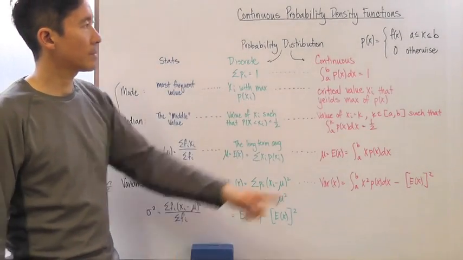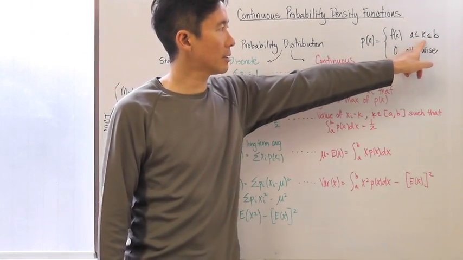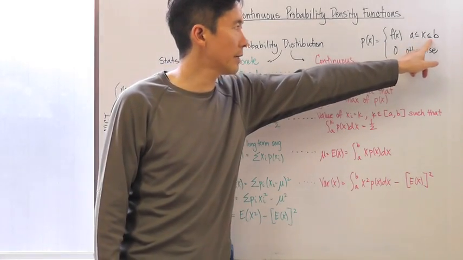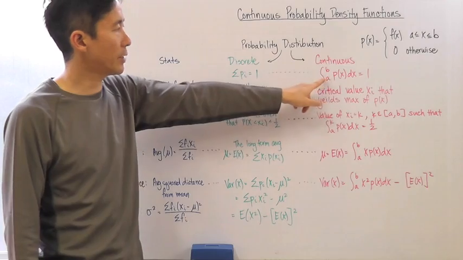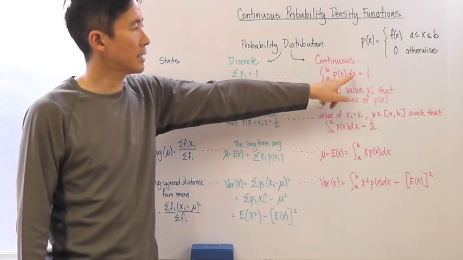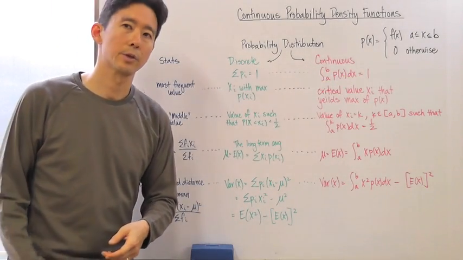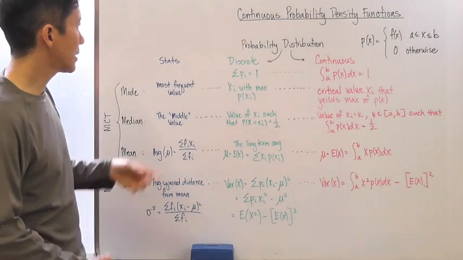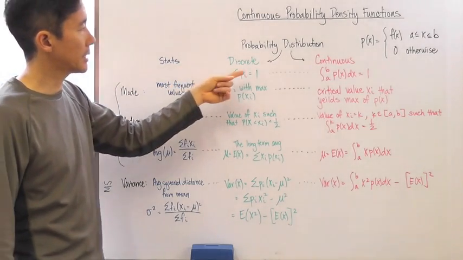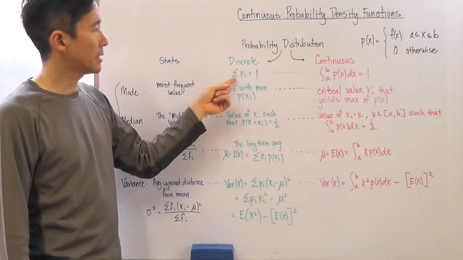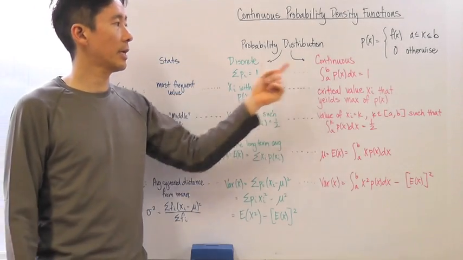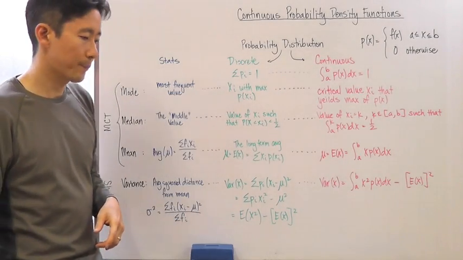And the reason for that is because we need to make sure that our domain is specific enough so that if we integrate p of x dx, it will always come out to 1. Okay, so notice that we still have very much consistency between the discrete and the continuous case, but in this case, instead of the summation, we're looking at the integral from a to b.